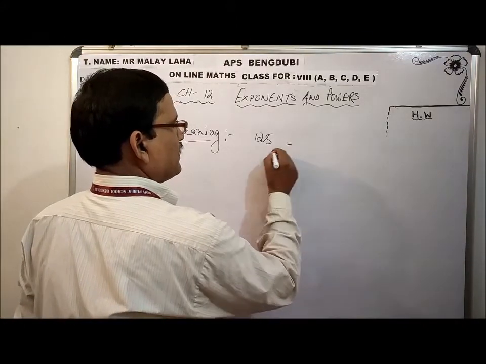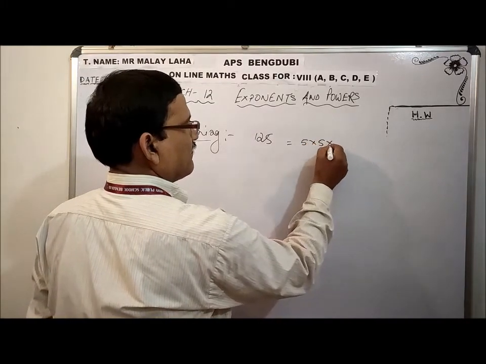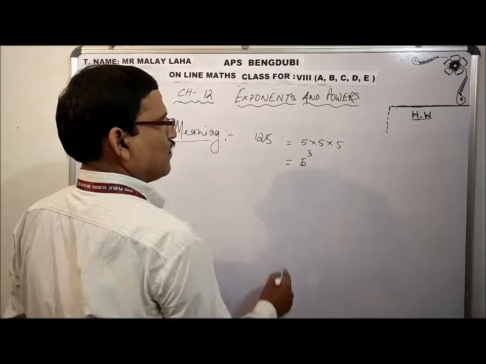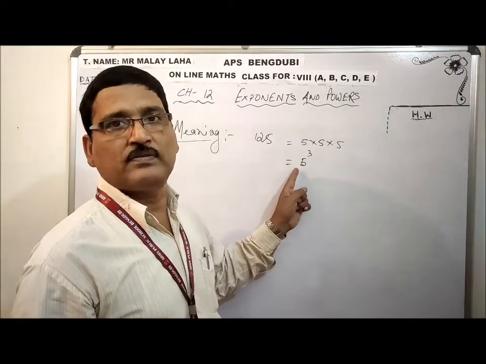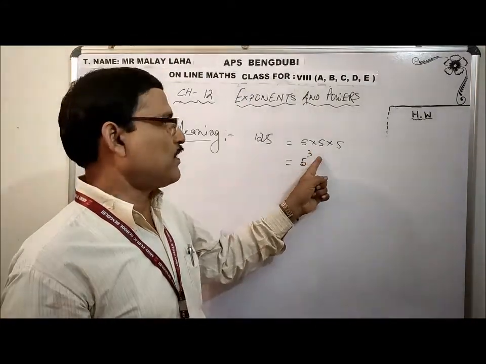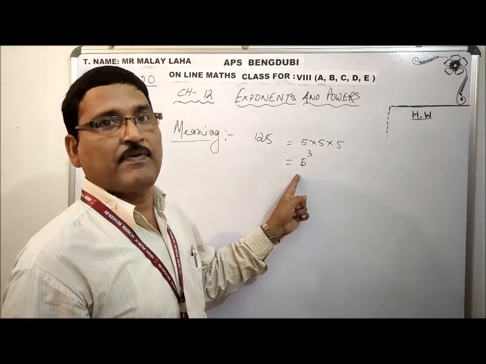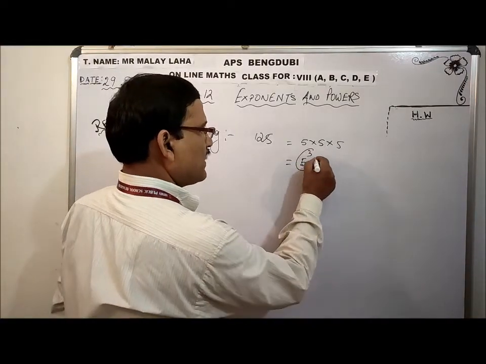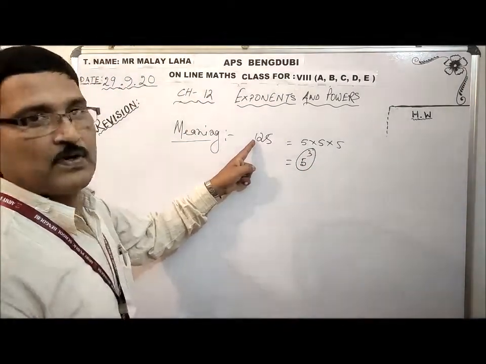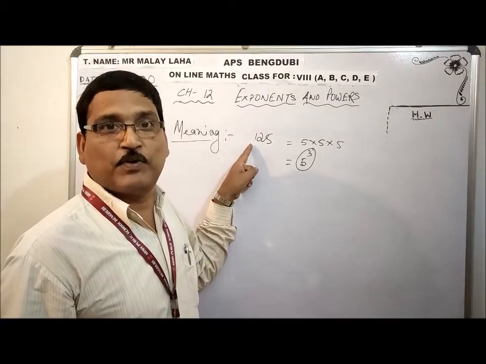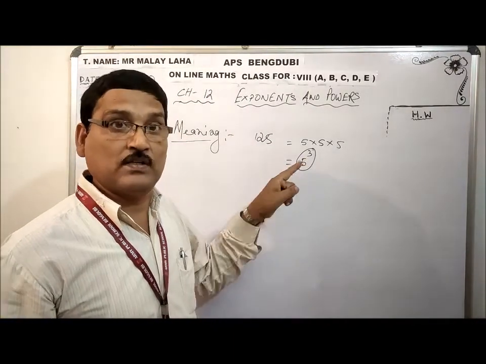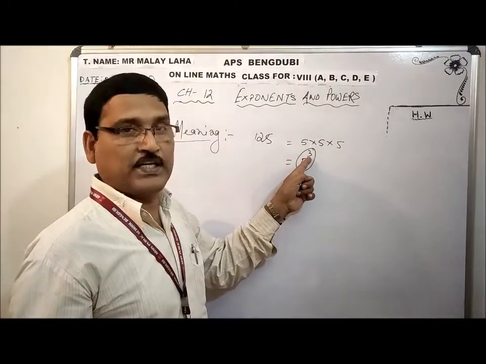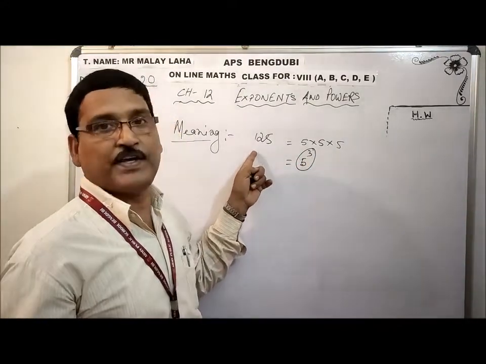Break down 125. If I break it down, it will be 5, 5, 5. Clear? So how can I write it? 5 raised to 3, or 5 to the power of 3, or third power of 5, or simply you can say 5 raised to the power of 3. Now this whole part is called the exponential form of 125. So the exponent of 125 is 5 raised to 3. Please be careful, exponent and power.